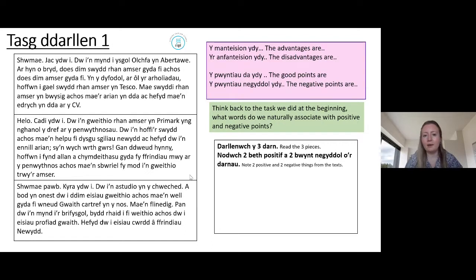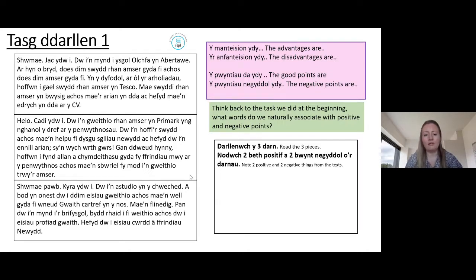Now, I want you to think back to the first task we did this afternoon, where we were categorizing those words, okay? Think about the fact that we normally associate dim or ddim with a negative. Think about words that will follow achos maen, adjectives. Is that a good thing or is it a bad thing? So if you saw da, which means good, then the likelihood is that sentence is a positive one. Whereas if you've seen sbwriel, then the likelihood is that that sentence is negative.